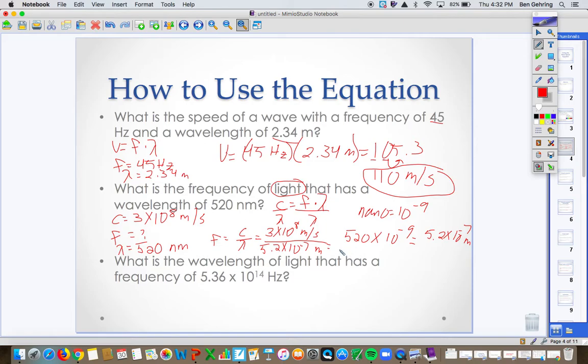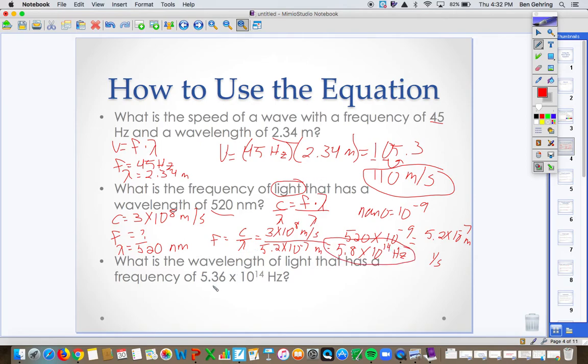And because I only have 2 sig figs in this number, I have 5.8 times 10 to the 14th, and that's going to be hertz, or I can do 1 over seconds. Either one works. But there's going to be my answer on that one.